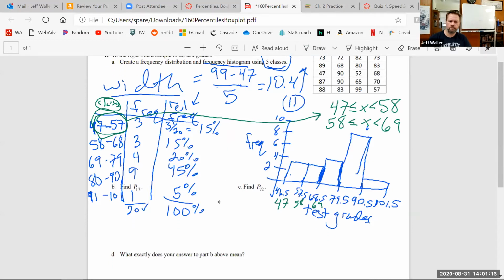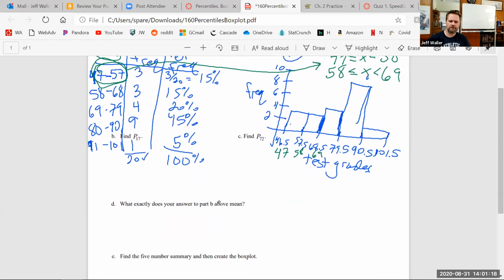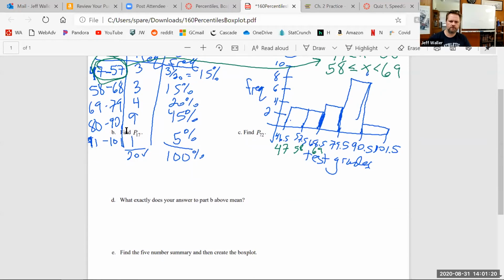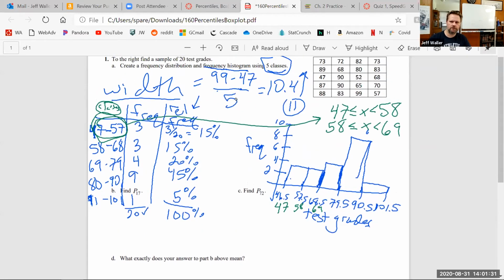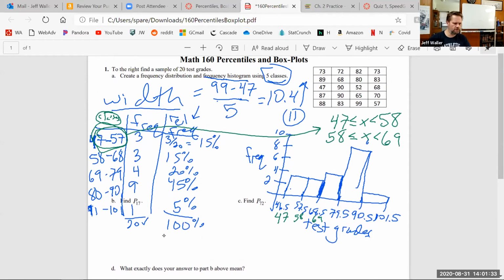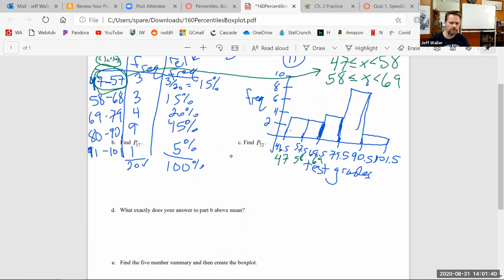Moving on. What am I asking for down here? What does that mean? Find the 17th percentile. And hopefully you've all still got the data in order. It's got to be in order for this to make any sense. So go ahead and try to do that. Do part B and part C. And I'll just sit here.